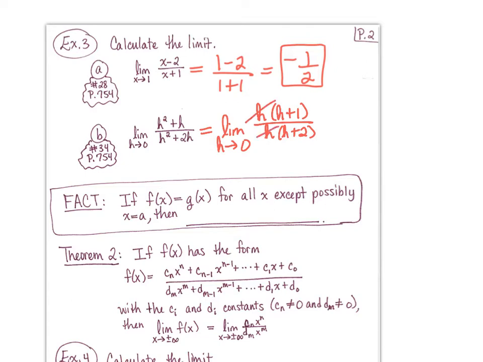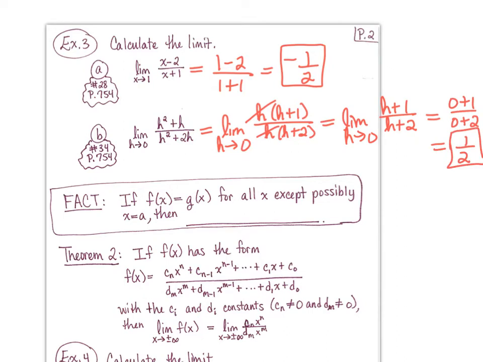Now cancel your h's, and this is equal to the limit as h approaches 0 of h plus 1 divided by h plus 2. And now whenever you substitute in 0, you do not have a problem. Your function is continuous there, so we're good to go. So we get 0 plus 1 over 0 plus 2, which gives us 1/2.